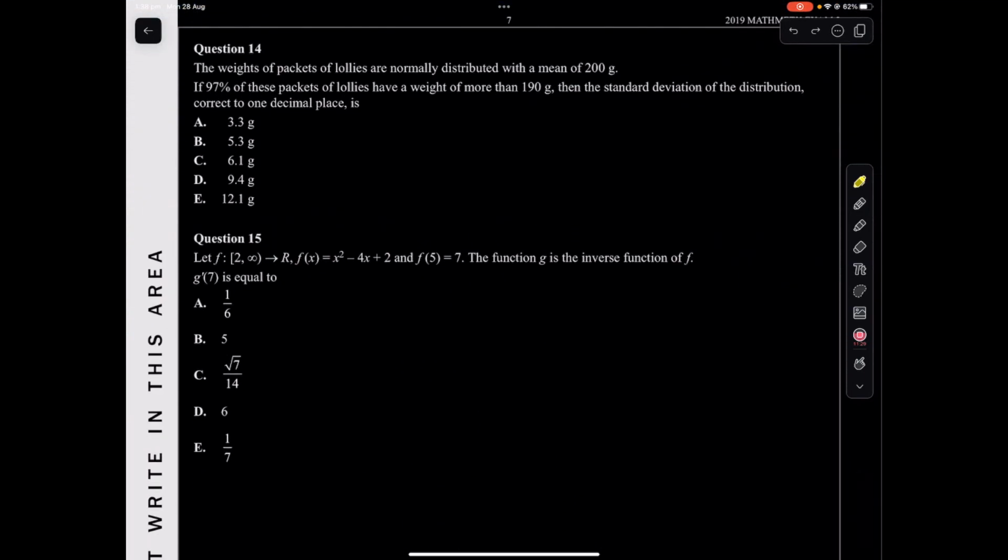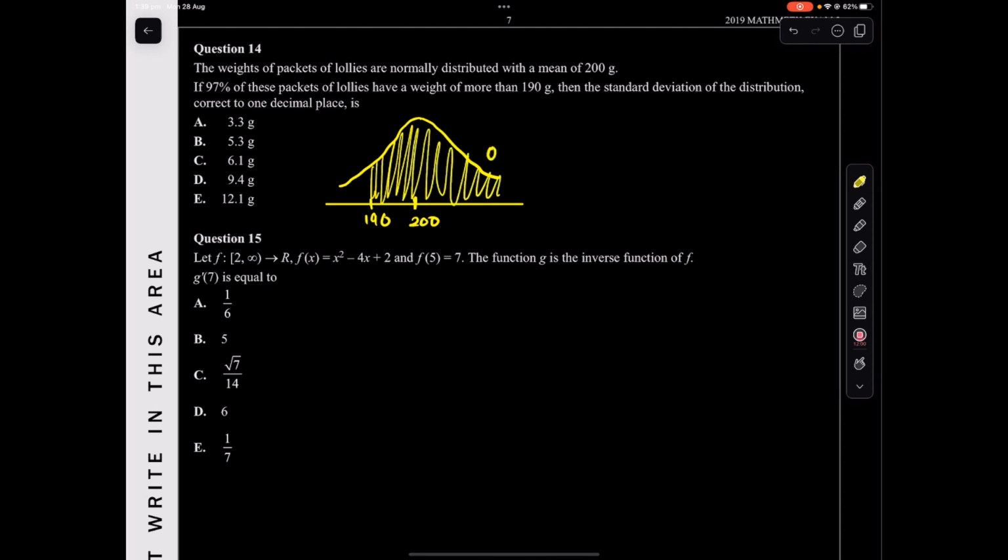Question 14. The weights of a packet of lollies are normally distributed with a mean of 200 grams. If 97% of these packets of lollies have a weight of more than 190 grams, then the standard deviation of the distribution correct to one decimal place is what? Okay, so what I'm going to do is draw a nice normal distribution graph. This is your mean, which is 200. And let's say that's 190 grams. If 97% of these packets have a weight of more than 190, then all of this area right here is 0.97.